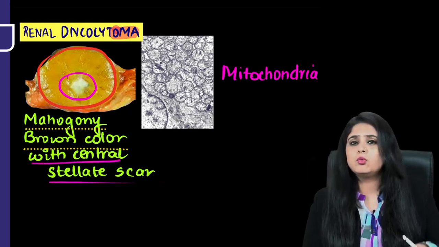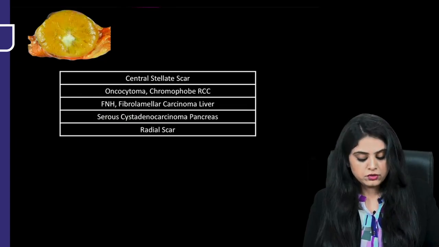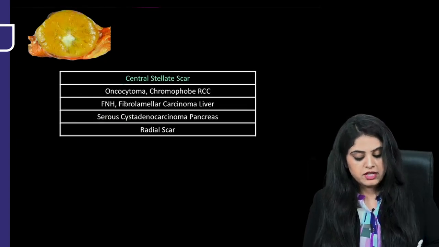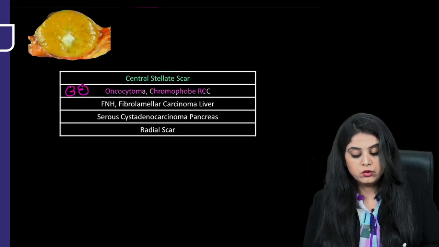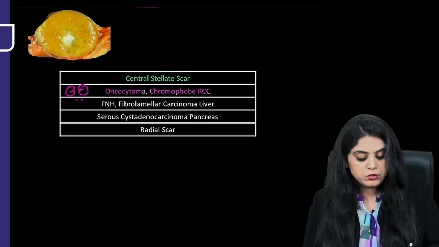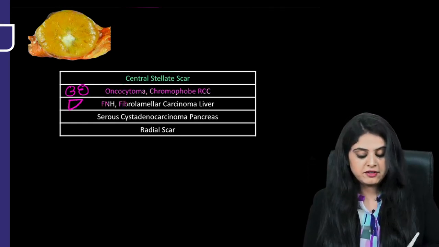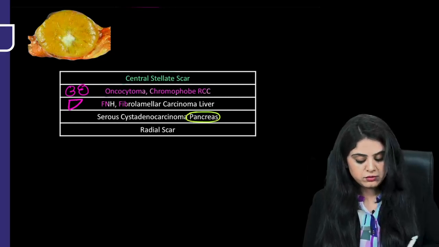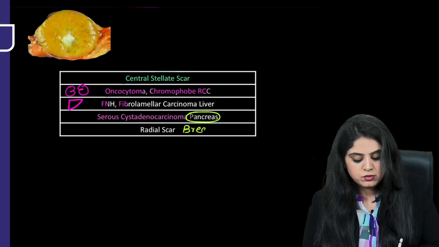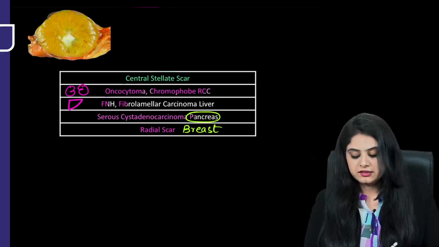So before I proceed, what are all the things in pathology that have a central stellate scar, which is going to be very, very important? We have two things in the kidney: one is an oncocytoma and the other is a chromophobe RCC. Then we have two things in the liver, FNH, that is focal nodular hyperplasia, and fibrolamellar carcinoma of the liver. We have one thing in the pancreas, which is serous cystadenoma, and the last thing is in the breast, which is going to be a radial scar. These are the things which have a central stellate scar.